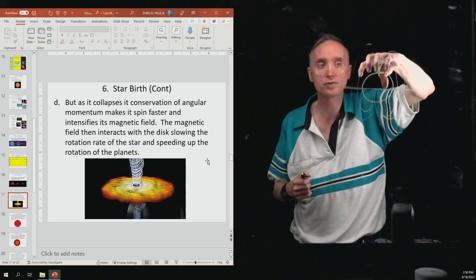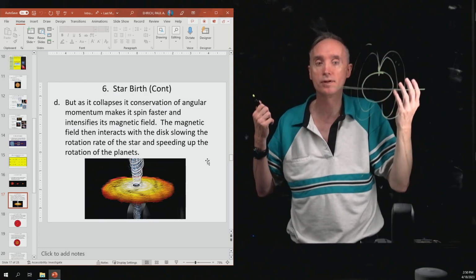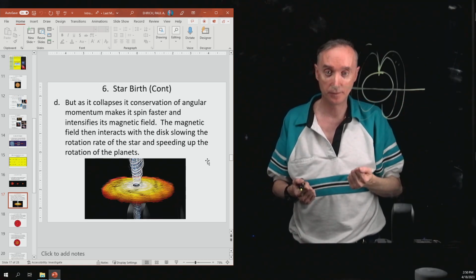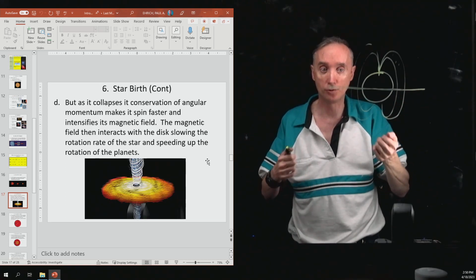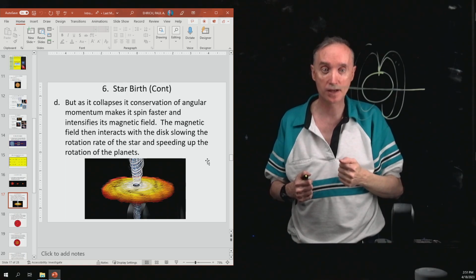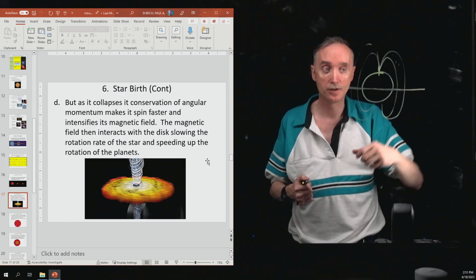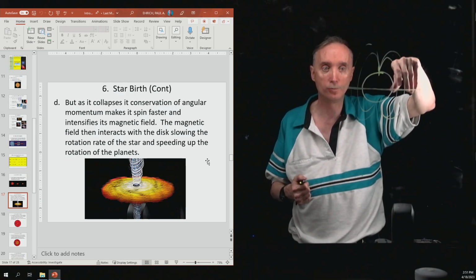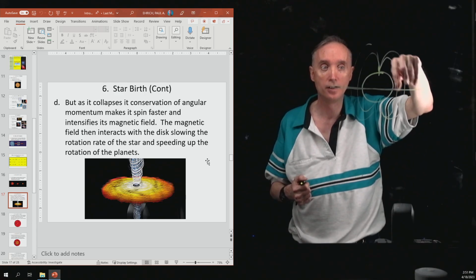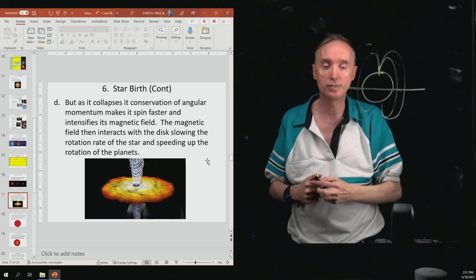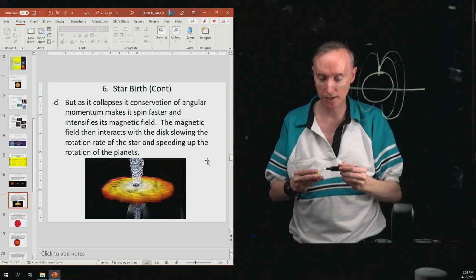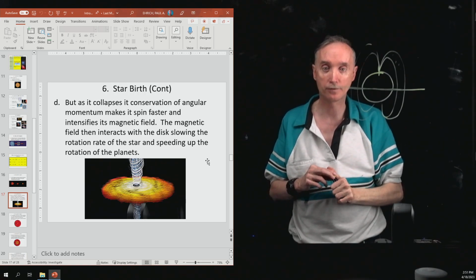And as it slows down, something else must speed up in order to conserve momentum. And it turns out that's the planets. So these objects out here will begin to spin faster because this thing begins to spin slower. And it all has to do with its magnetic field.